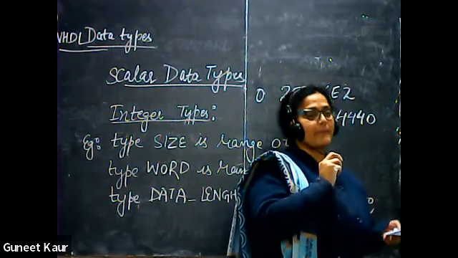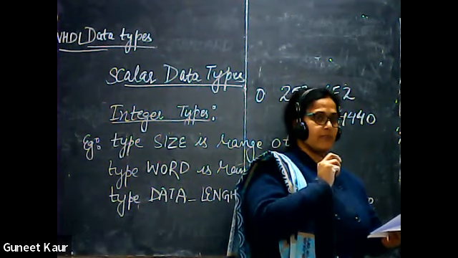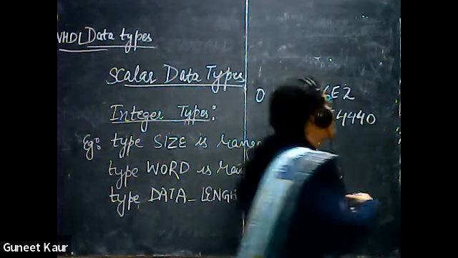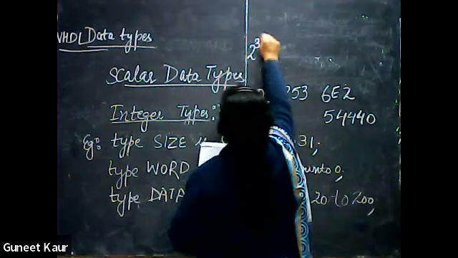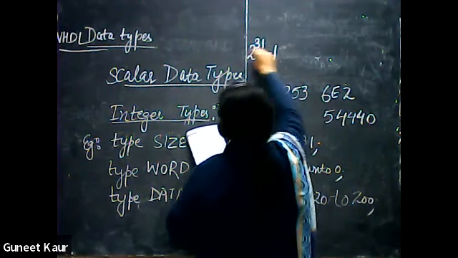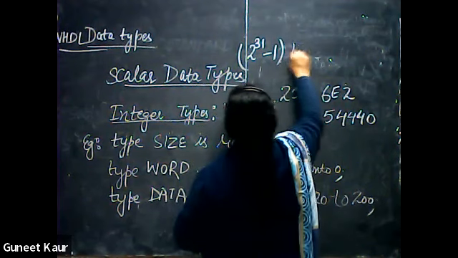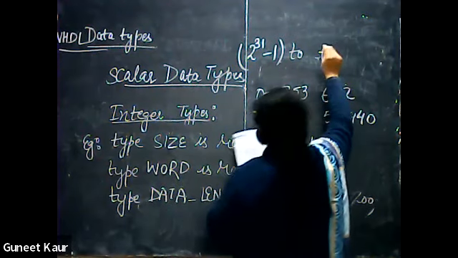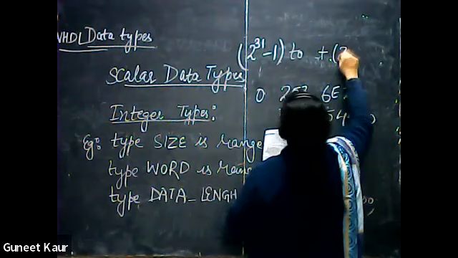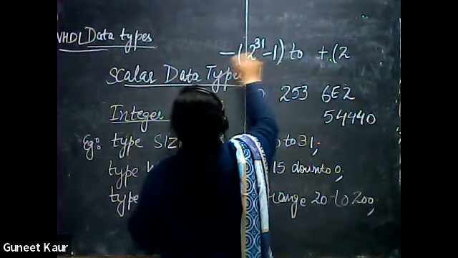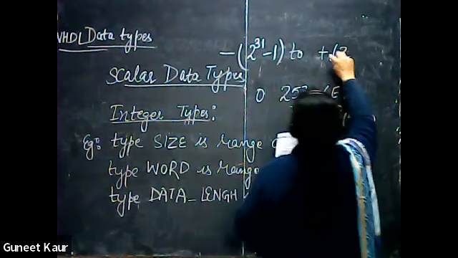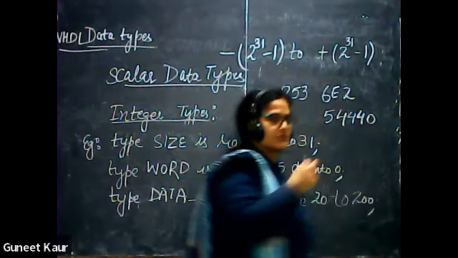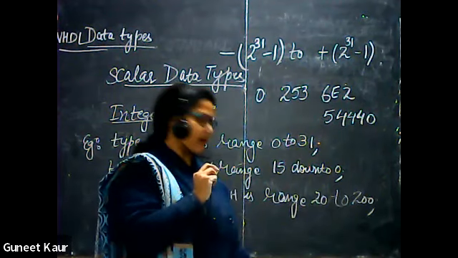Integer is a predefined type of the VHDL language, and it ranges from minus 2 raised to power 31 minus 1 to plus 2 raised to power 31 minus 1. This is the range used for that.